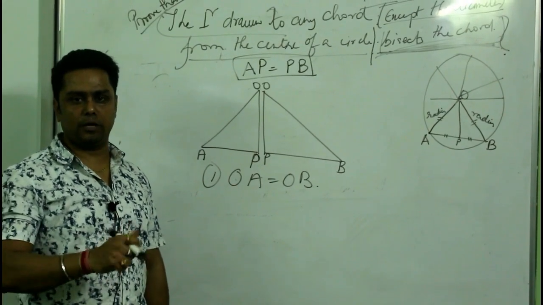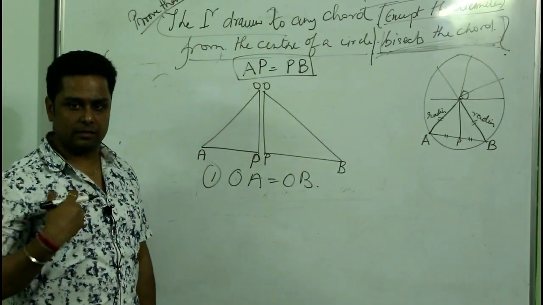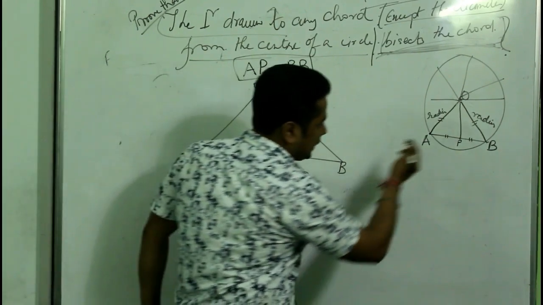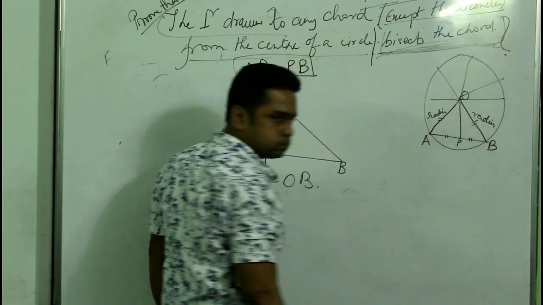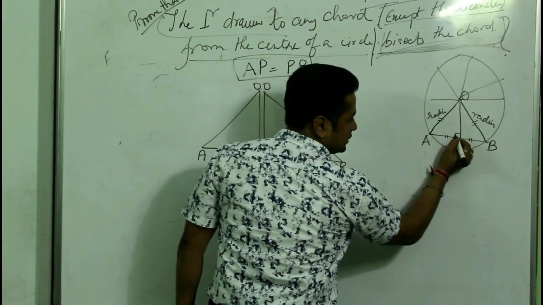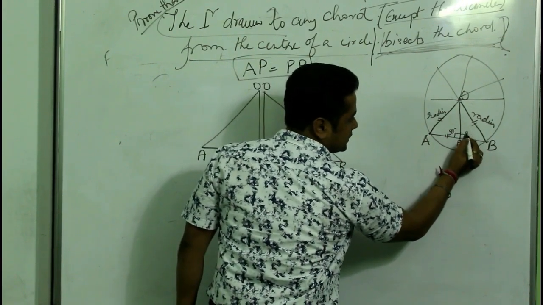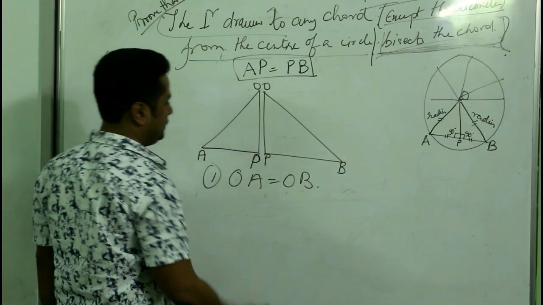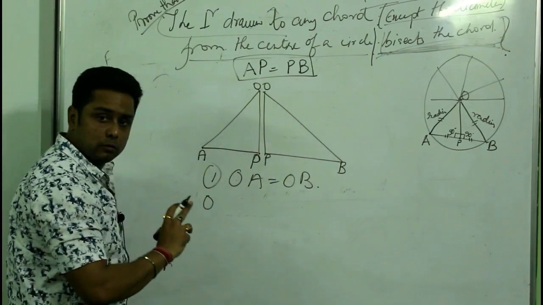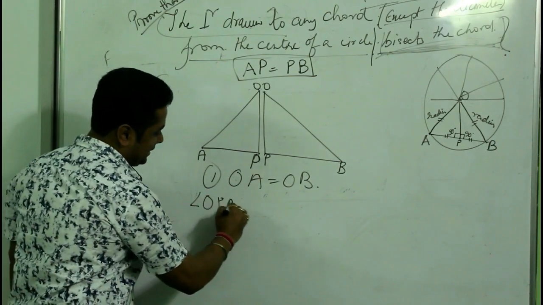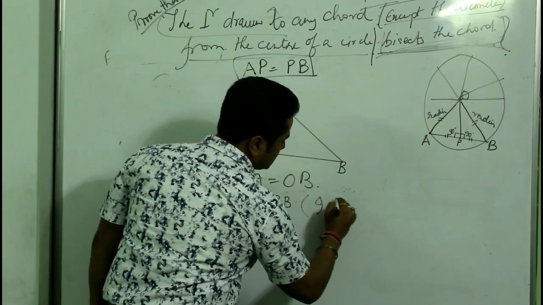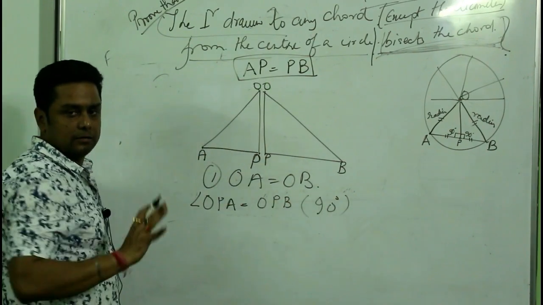So we got the first point equal. You did it, I didn't do it. You have understood means you have done it. Now I told you this is a perpendicular. Perpendicular creates what angle? 90 degrees. So this is 90. That means this is also what? 90. Very fine. So I say angle OPA is equal to angle OPB. See, you have to understand how to write angles. Why? Both are 90 degrees, or you can write both are right angles.